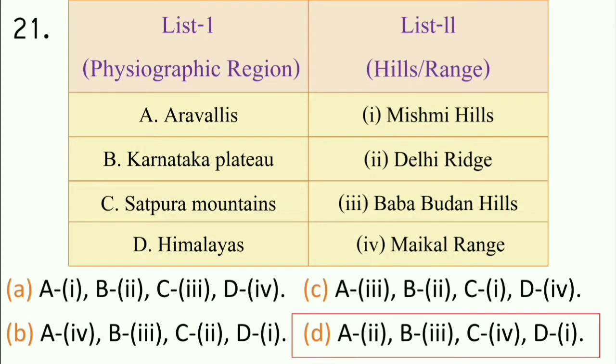Arabian Sea is Delhi Ridge. Aravalli is situated in Delhi, so Aravalli is Delhi Ridge. Second, Karnataka Plateau is Baba Budan Hills. Satpura Mountains, Maikal Range. Maikal Range is an offshoot of Satpura Mountains. And Mismi Hills is situated in the Himalayas, so Himalayas, Mismi Hills. So the answer is D.